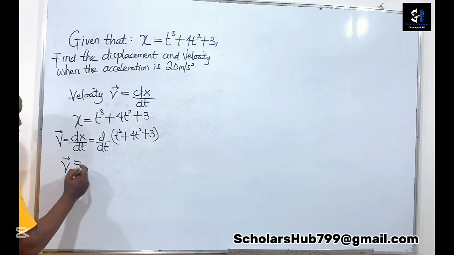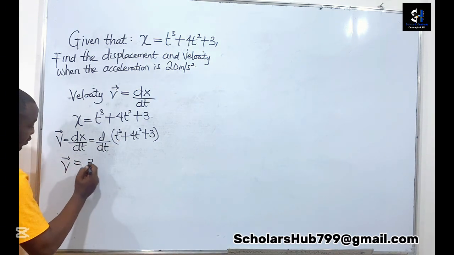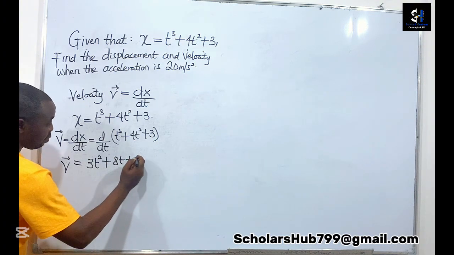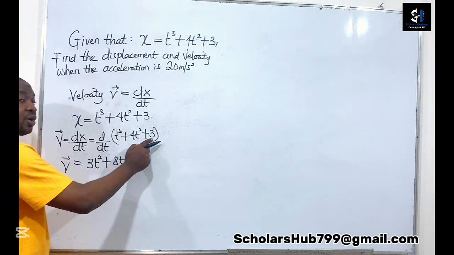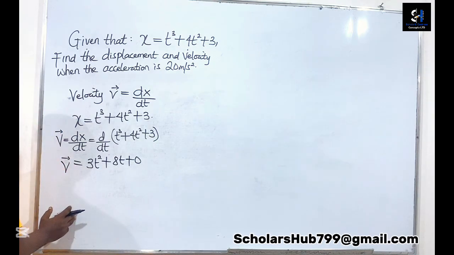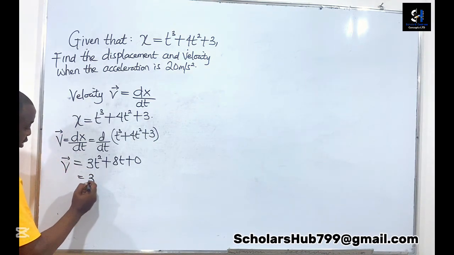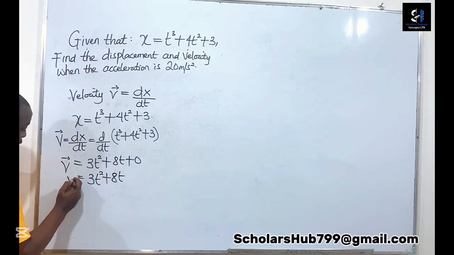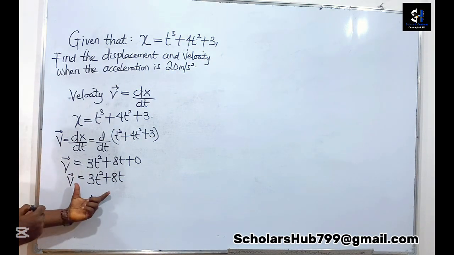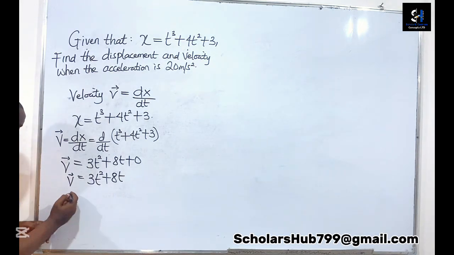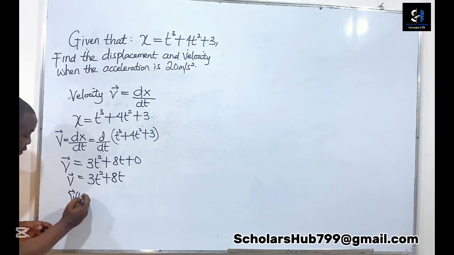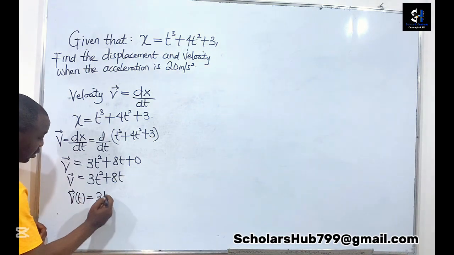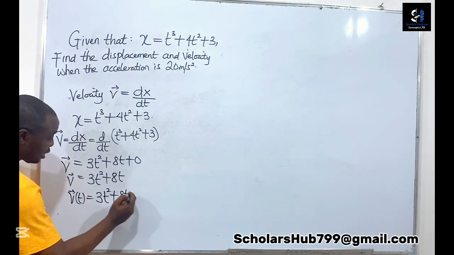So that velocity will be equal to 3t squared plus 8t plus 0. Differentiating a constant will be 0, okay? So this will be 3t squared plus 8t. This is the velocity function. So the velocity as a function of time t will be equal to 3t squared plus 8t.